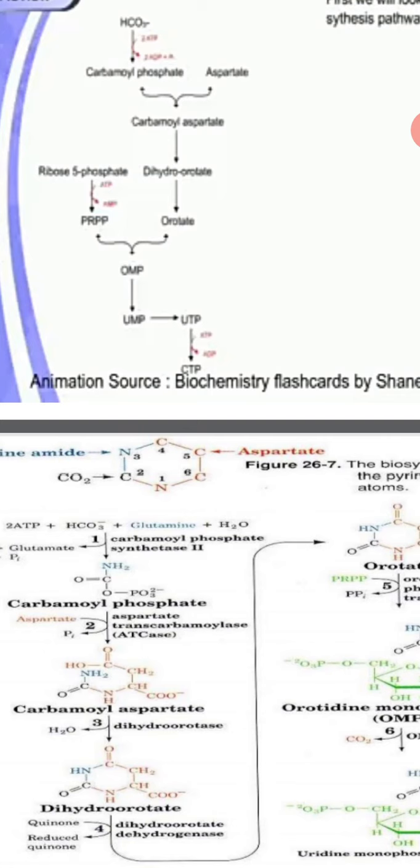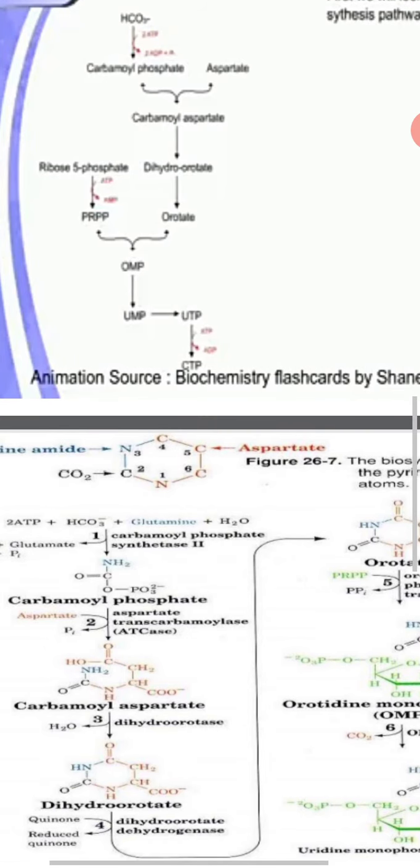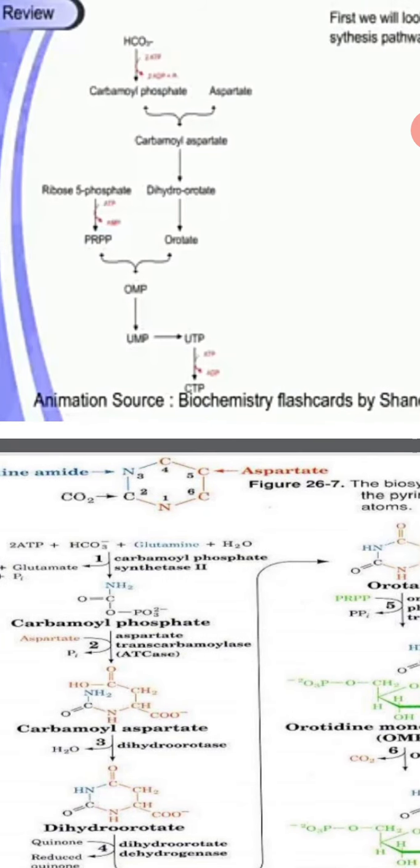Then this dihydroorotate will change into orotate by the reduction of FAD to FADH2. Just a simple rearrangement of dihydroorotate will yield orotate, with the help of the enzyme dihydroorotate dehydrogenase. This enzyme is seen on the outer surface of the inner mitochondrial membrane. That's how orotate is formed from dihydroorotate.